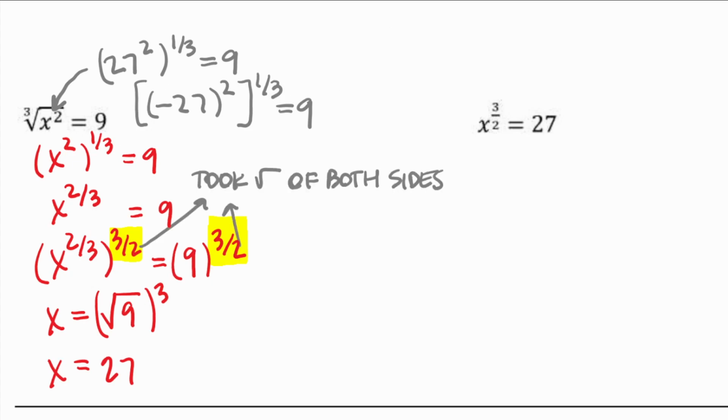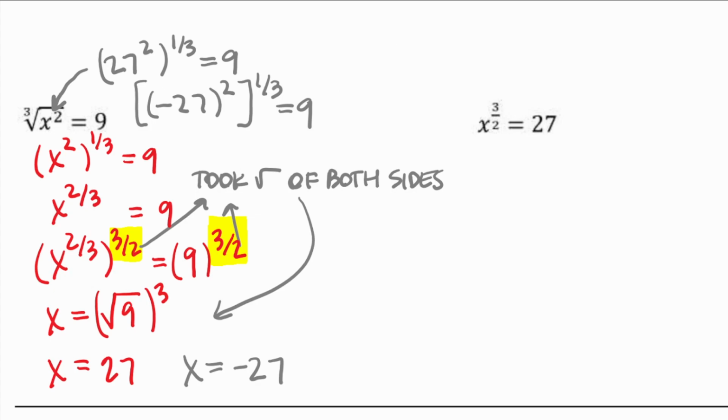So, since I took the square root of both sides, I needed to have x equals plus or minus 9 to the 3/2, which would end up bringing me x equals negative 27 as well. So that's something we do need to be careful about.